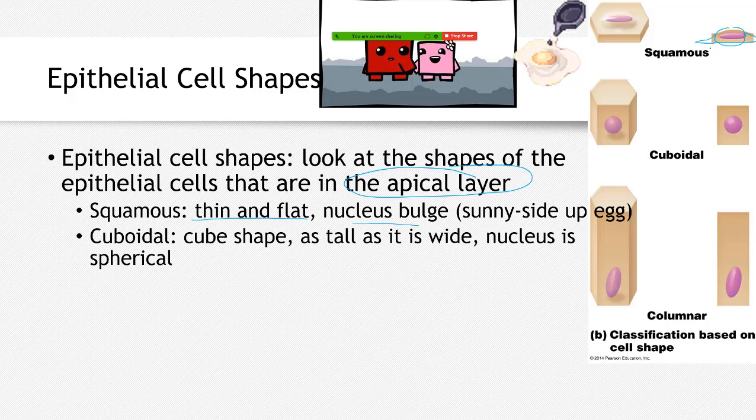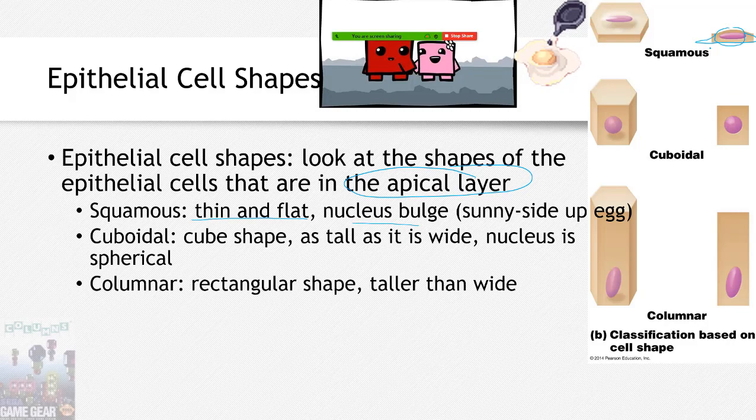Cuboidal is the next one, and obviously if you think of cuboidal, it looks like a cube, so it looks kind of squarish. So it's as tall as it is wide. The thing about this, it's not perfect. If you look at it under a slide, it's not going to be exactly like a square. It might be slightly taller or slightly wider or a little bit rounder in shape, but in general, it'll have this cuboidal shape. Okay. And then we have columnar.